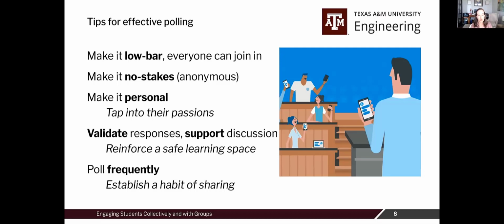I also make it no stakes, so it's completely anonymous. That allows them to feel really safe in the response they give and not feel like, oh, what if I get it wrong? I don't use polling to assess, like a quiz. If I'm going to do that, I'll use a quiz. I use polling solely for engagement. I also try to make it personal, like I talked about the restaurant preference, so they get excited about it, or their coding editor preference. That helps them tap into those passions that they might have, and then they're ready to listen to the rest of the material.